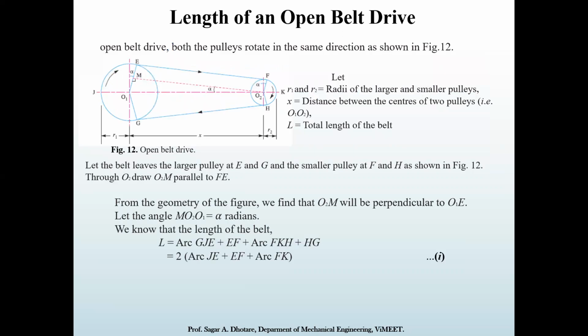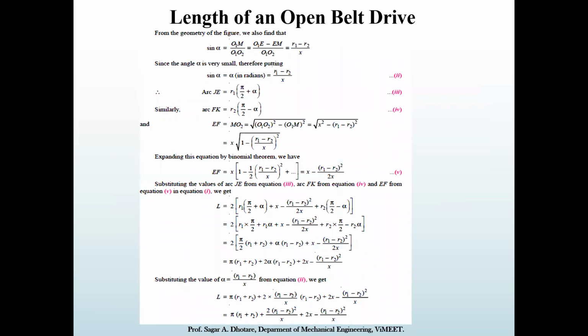Then how can we calculate the length of the open belt drive? Considering the simple construction of the open belt drive, you can find out the length by using these empirical relations. You can see such a relation in the theory of machines. So I'm not going to explain all the things. If you have any doubt, you can personally ask me. You can just go through these equations. It will be self-explanatory.